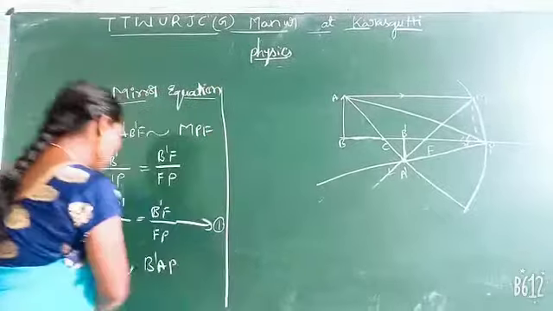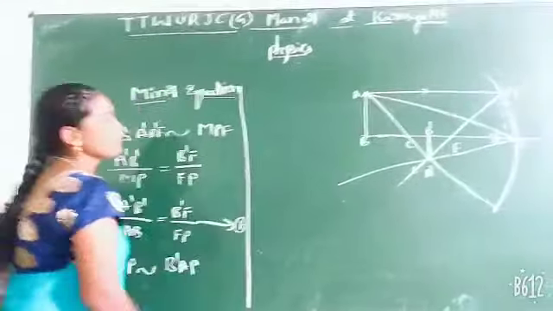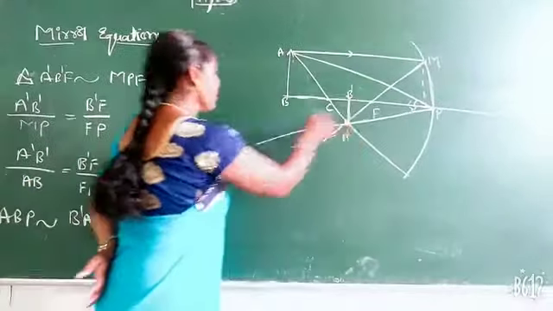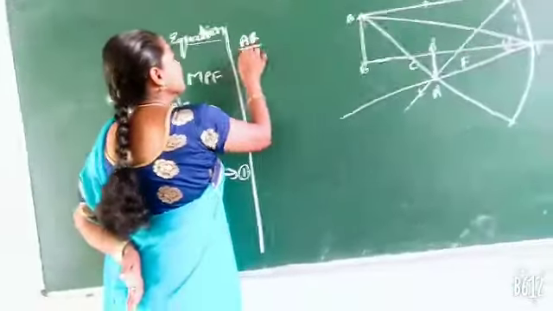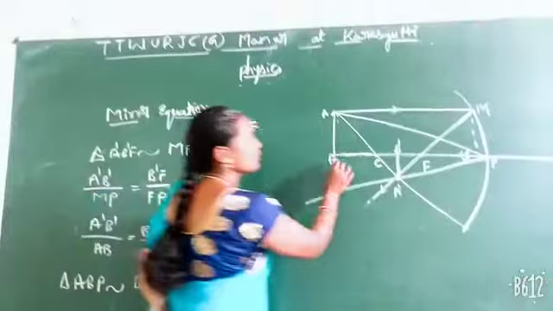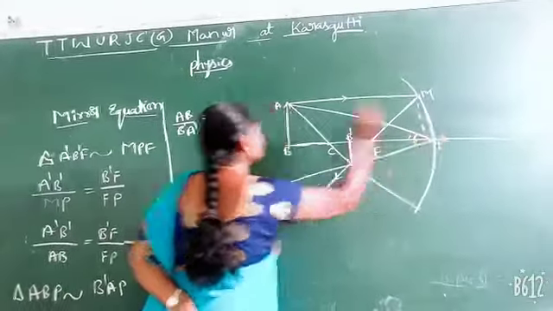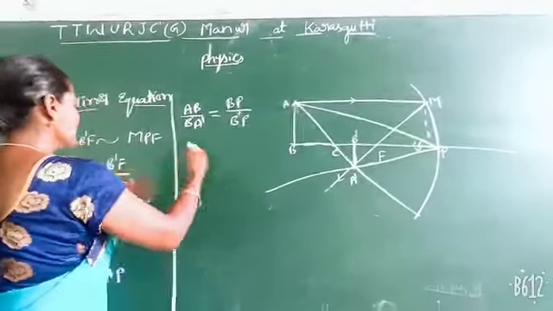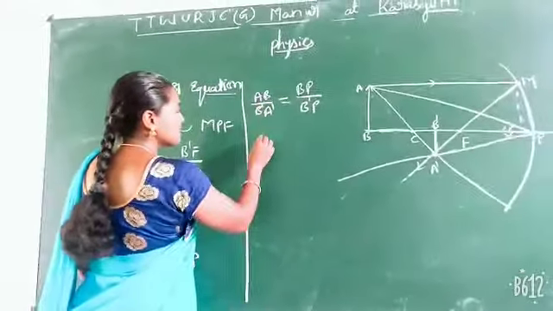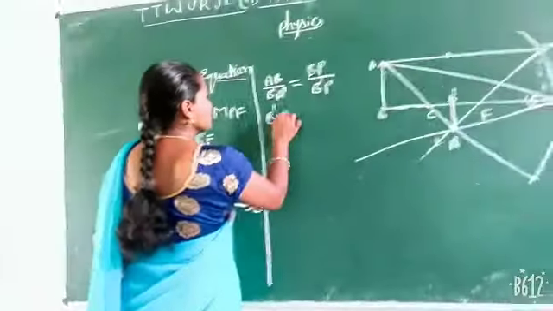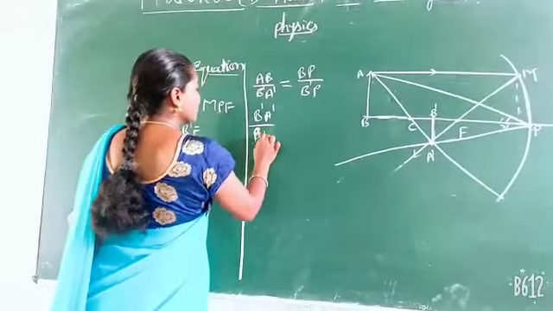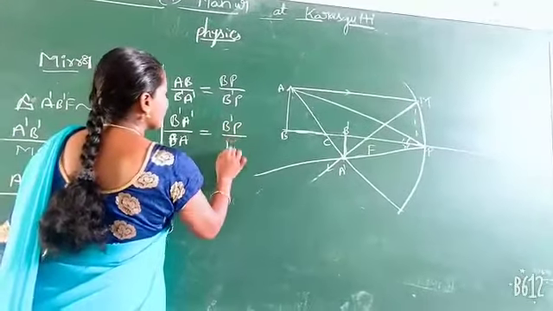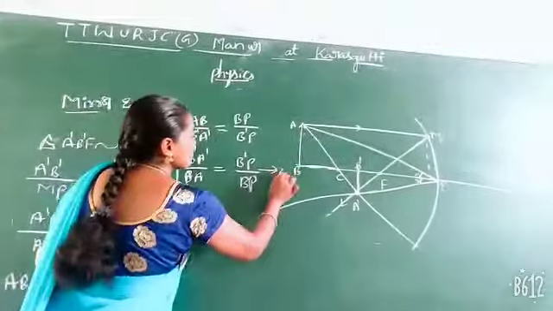Now we can write the equation as AB by B dash A dash, which is equal to BP by B dash P. If we interchange the terms in this equation, B dash A dash by BA is equal to B dash P by BP. Write this equation as equation 2.